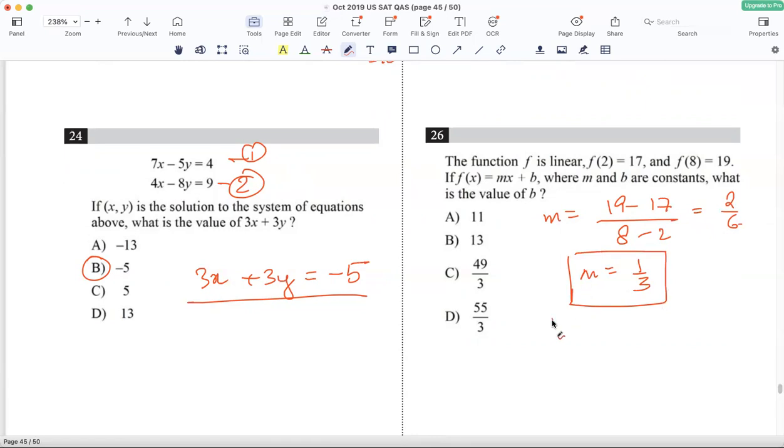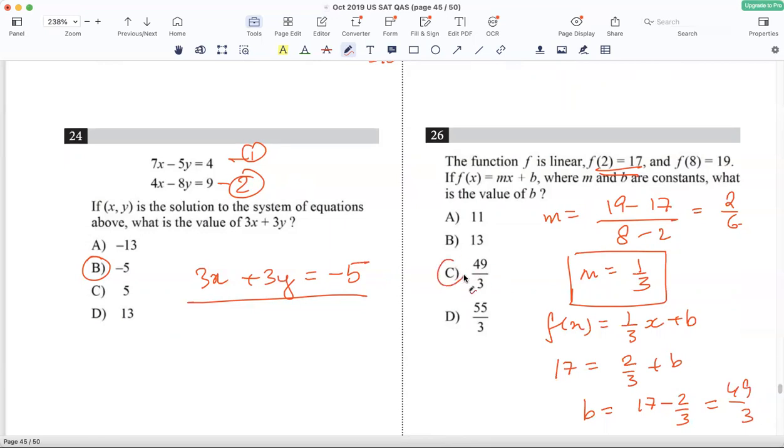And then I have f of x is 1 by 3 x plus b. So I can use this point. 17 is 2 by 3 plus b. So b is 17 minus 2 by 3, 51 minus 2, so 49 by 3. So the value of b is C.